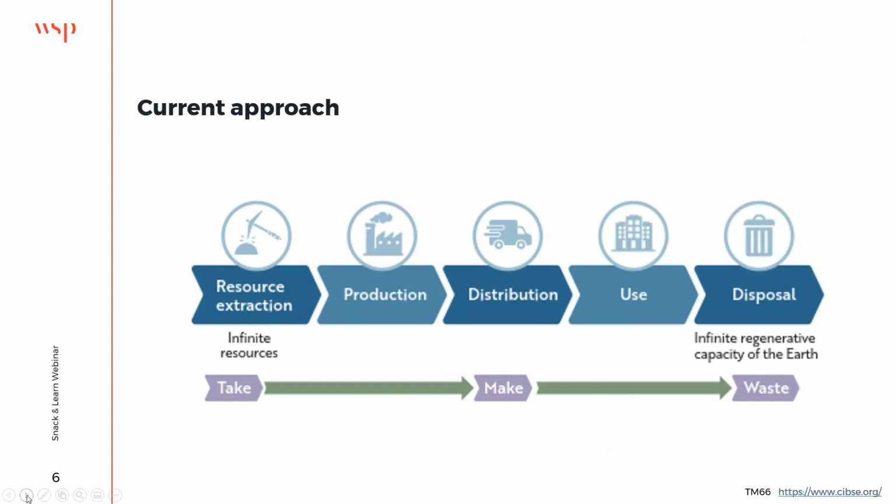So the traditional supply chain model that we're all familiar with is based on take, make, and waste. We extract resources, produce, distribute, and use items, and then dispose of them. This is an unsustainable methodology which assumes both infinite resources and the infinite ability of the planet to heal itself. Next slide, please.